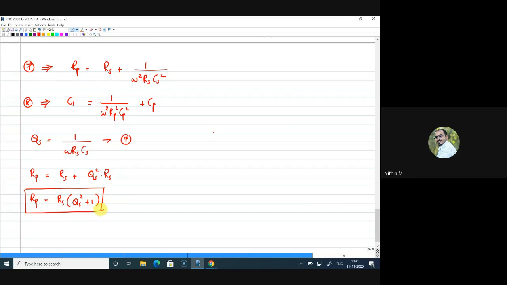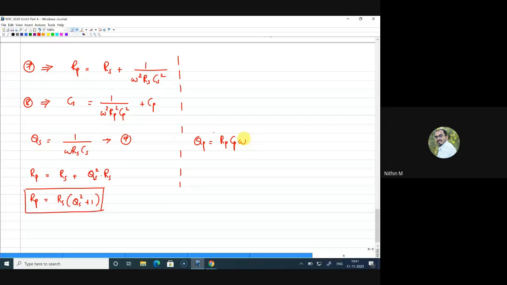Similarly, if I do the other operation by substituting Qp, what is the Qp value? Qp is equal to Rp Cp into omega.